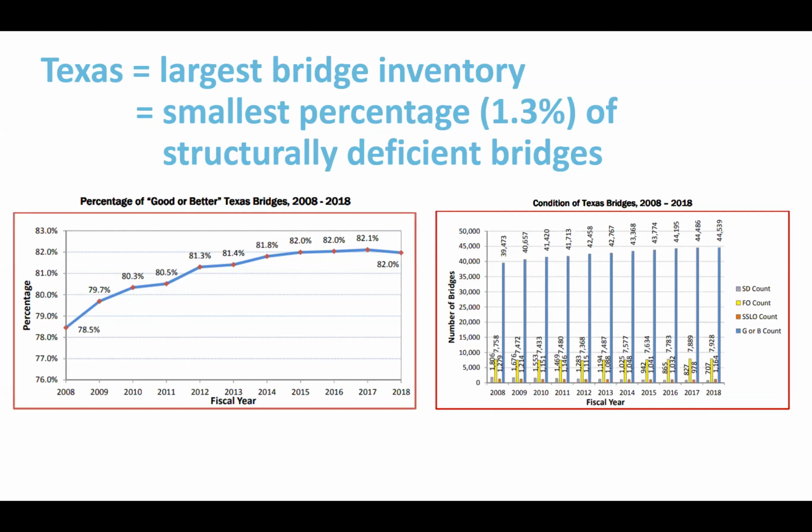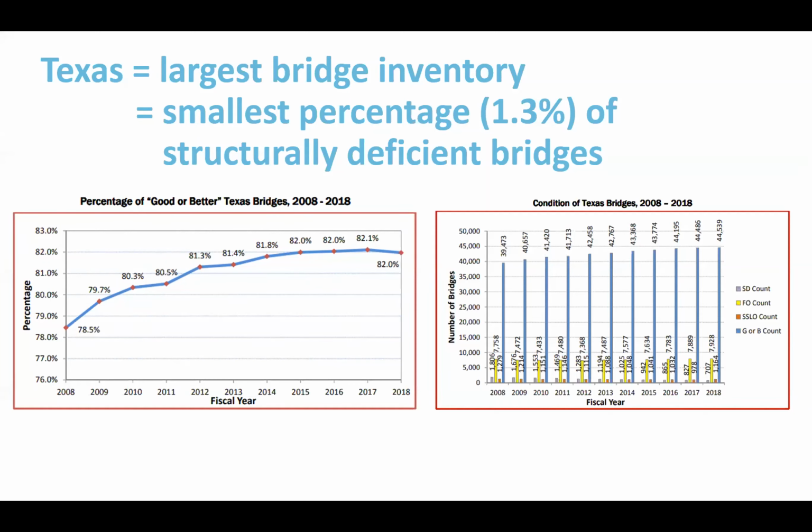The two graphs below are plotting out between 2008 and 2018. That's the latest data that they have. The percentage of good or better bridges, over the last 10 years, if you will, has been going up. If you started at 78.5%, now we're at 82%, a nice increase there. So 82% of the bridges are good or better in Texas. And we'll talk about what good and better are in just a little bit.